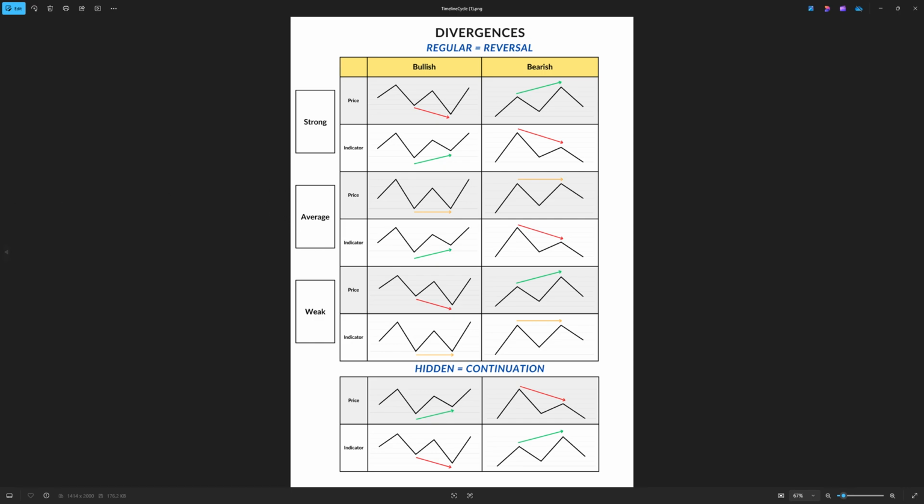In video 10 in the series, we looked at the concept of a divergence between two assets. So you can go and check that out if you want to know more. But in this video, we're going to look at divergence between a single asset and an indicator.